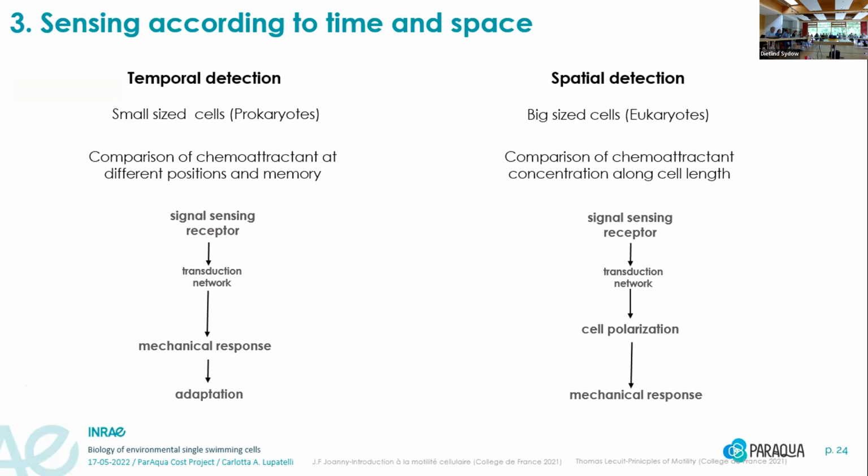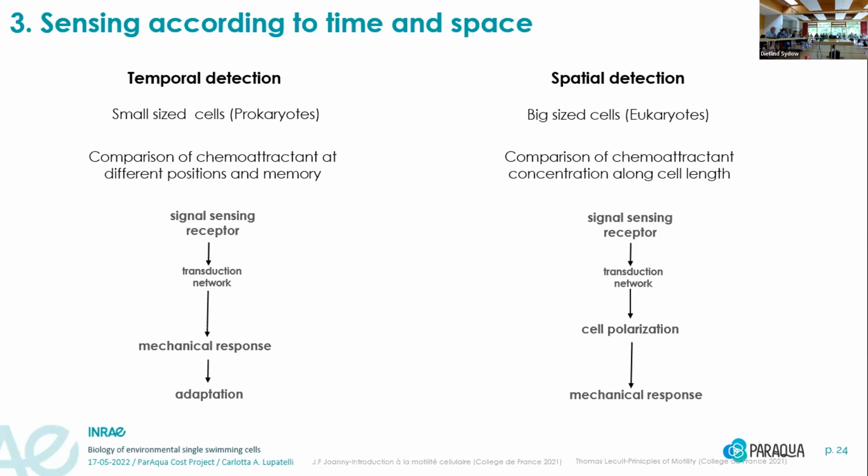Okay, so fantastic. Our organisms are able to sense a particular stimulus, and they are able to respond to it. So they have developed sensing mechanisms. We have two different kinds of sensing mechanisms in our organisms: temporal detection, so a time detection, and a spatial detection mechanism. The temporal detection mechanism is more related to small size cells, for example bacteria.